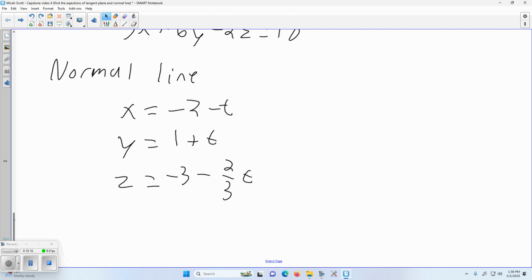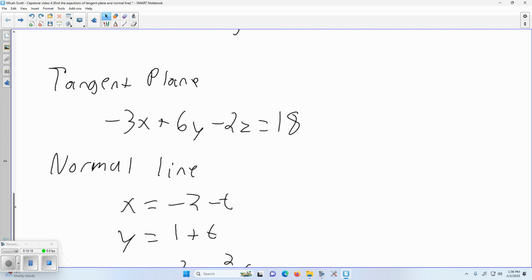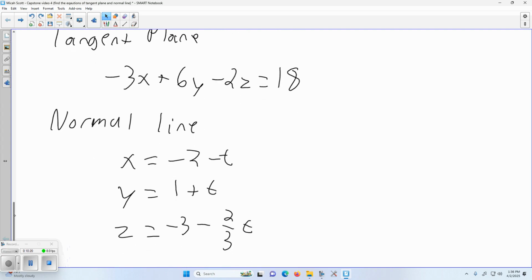And there we have found the necessary equations of the tangent plane and the normal line at the point (-2, 1, -3) to the equation x squared over 4 plus y squared plus z squared over 9 equals 3.